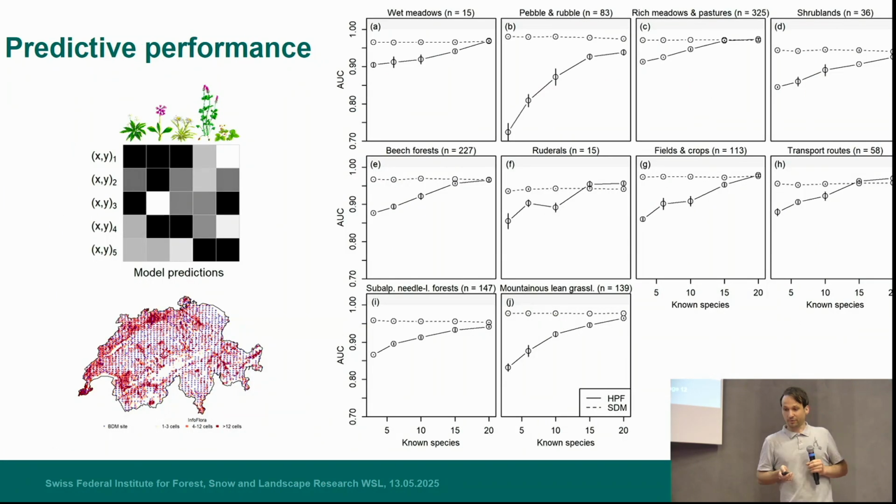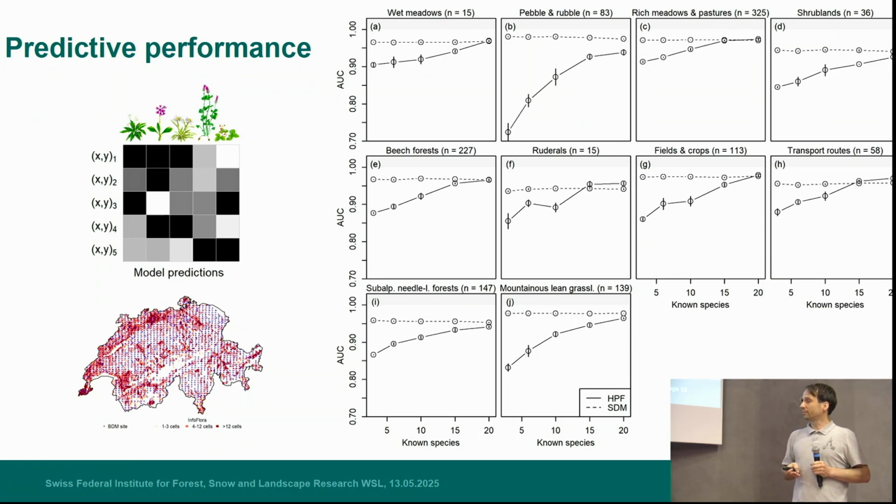Now we look at performance. You see a couple of panels here. They show performance for different types of habitats. On the y-axis we have site-wise AUC, so the capacity of the model to discriminate species present at the location from species absent at the location.